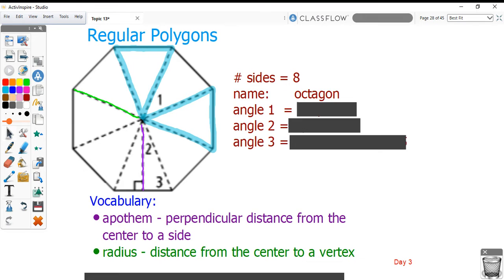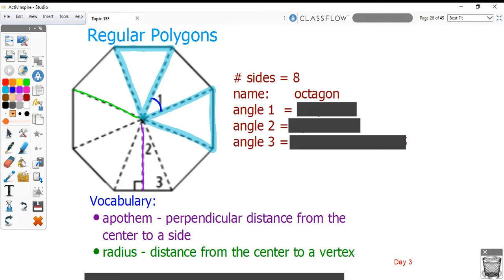The first angle, angle 1, is this angle right in here that is made by 2 radii. Right now we're going to use a little bit of knowledge that we know about circles. Back when we talked about circles, we said that if you rotated a radius all the way around, back to where it started, that would be a full rotation of 360 degrees.